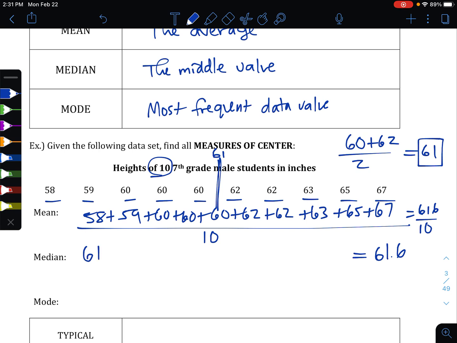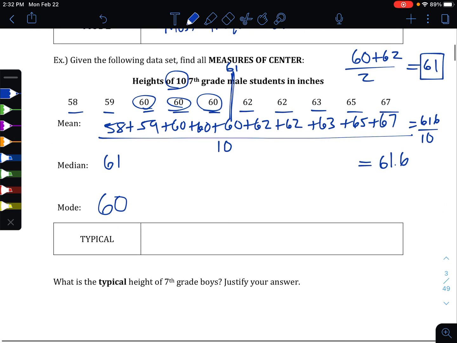The mode is what happens the most, which you'll see here we see 3 60s. No other number happens that much. 62 happens twice, so that would be the next in line, but that's not how the mode works. There's only one mode here at 60. So we've got 61.6 for the mean, 61 for the median, and 60 for the mode.